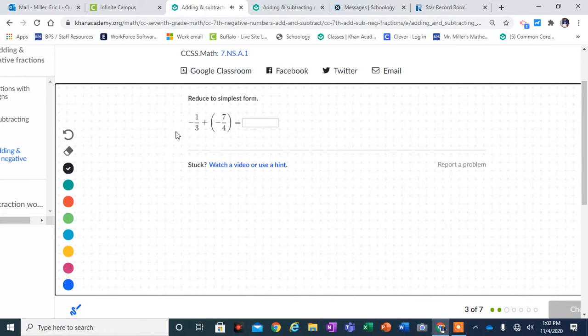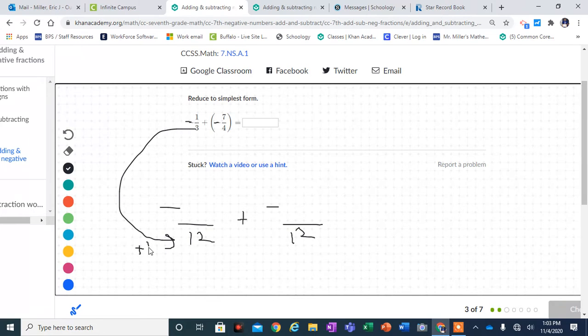All right, for this one, we have a negative 1/3 and a negative 7 over 4. So we keep the negative sign, we keep the negative sign, we put our fraction, we put our fraction. You can put the plus sign if you want. So a 3 and a 4 can both become a 12. So we multiplied the 3 times 4. So 1 times 4 then is 4. To get the 4 to become a 12, we multiplied by 3. So 7 times 3 then is 21.